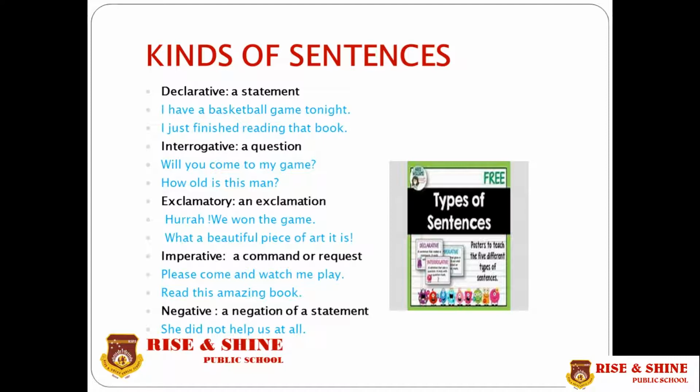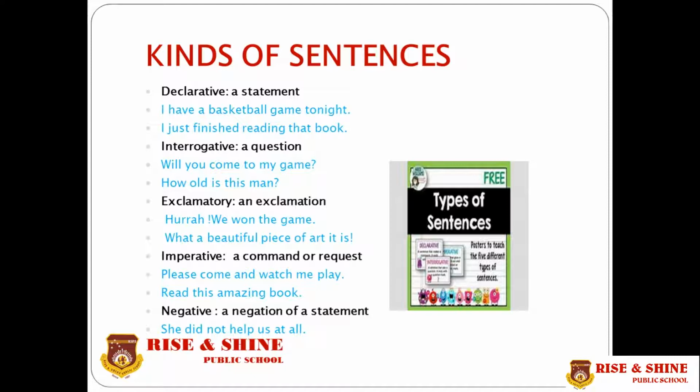"I just finished reading that book." Next comes interrogative, a question. In an interrogative sentence, we ask a question and it ends with a sign of interrogation. It may begin with a helping verb or with a WH word. "Will you come to my game?" "How old is this man?" The next kind of sentence is exclamatory. An exclamation shows your sudden feelings about something. "Hurrah, we won the game!" "What a beautiful piece of art it is!" So you see that the sign of exclamation is also present.